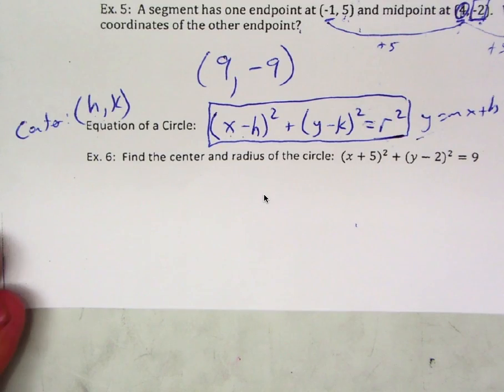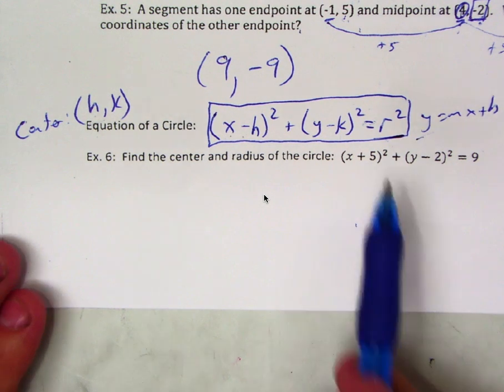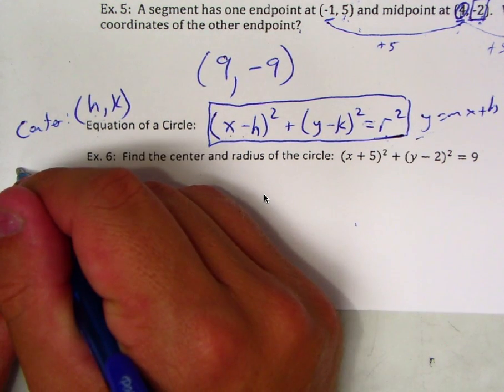The other important thing of a circle is the radius of the circle, because the radius stays the same throughout a circle. That's what r stands for. R is the radius.